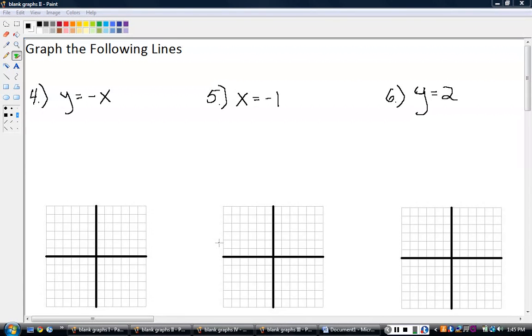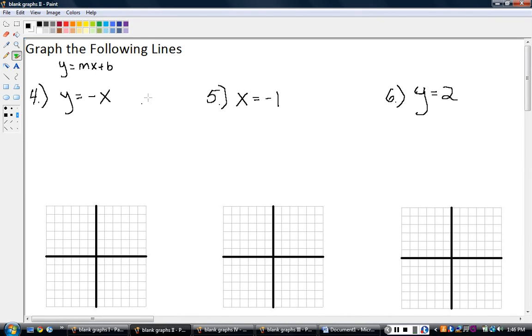Example number 4. Graph the following lines. Y equals negative x. Now, that might not look like it's y equals mx plus b. Remember, we're dealing right now, the last couple examples in the last video, with lines in this form, slope-intercept form. Okay? Start at the intercept and then use the slope to get to the next point. This may not look like mx plus b, but it is.